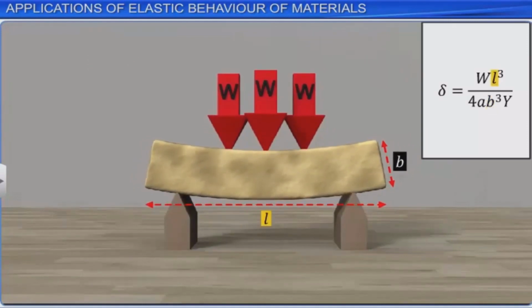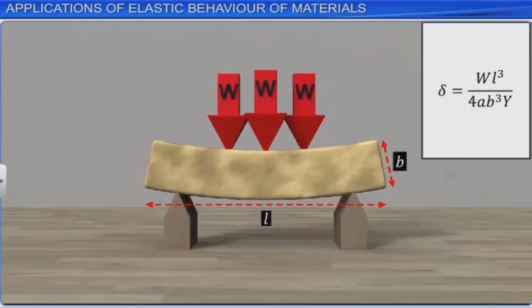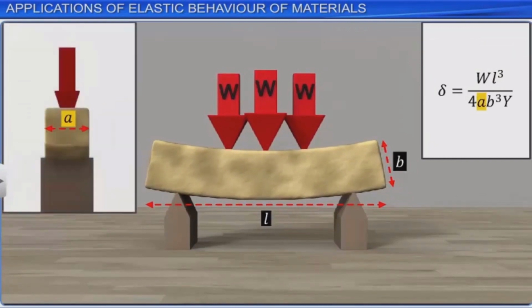This is due to the fact that the deflection of the beam due to the load is inversely proportional to the cube of the width and directly proportional to the cube of the length of the beam. Also, as the deflection of the beam is inversely proportional to just the single power of the thickness of the beam compared to the cube of width, the thickness of the beam does not have as great an effect on the maximum load that can be supported as the width.